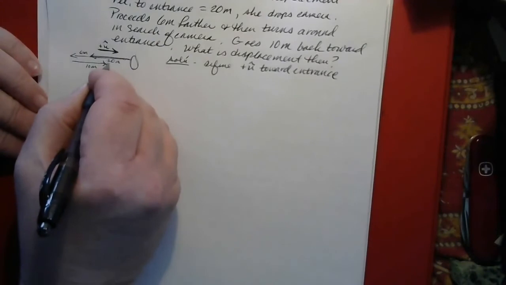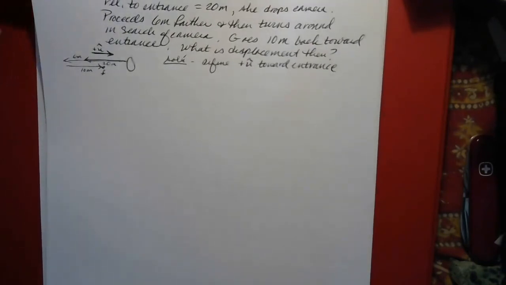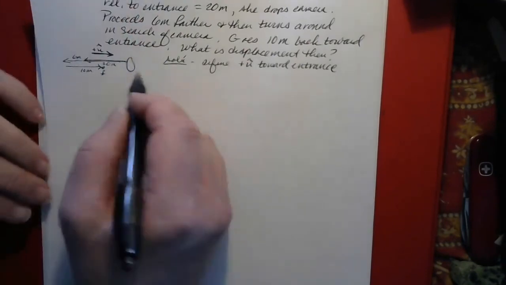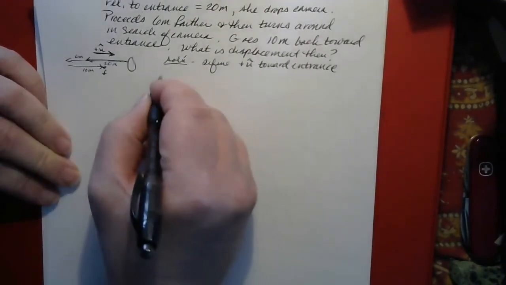And so, the question is, what is the displacement vector at this point here? I'll call it point F for final. It didn't ask, but we could also ask, what is her distance from the entrance? Well, we're going to find out her distance from the entrance as part of the displacement because we're measuring the displacement from the entrance. So she has essentially 3 segments to her movement.